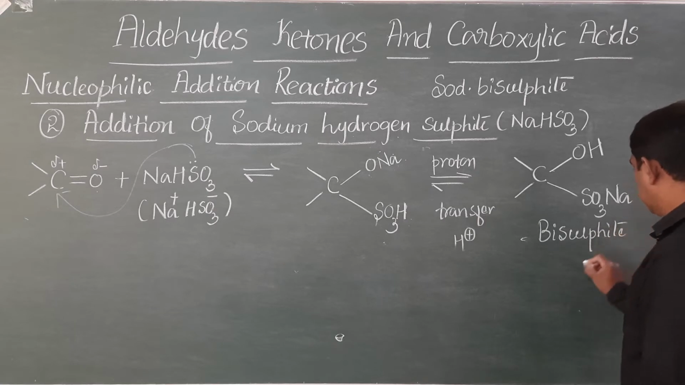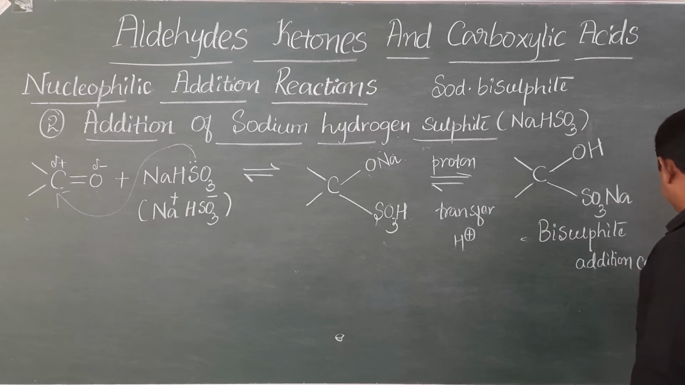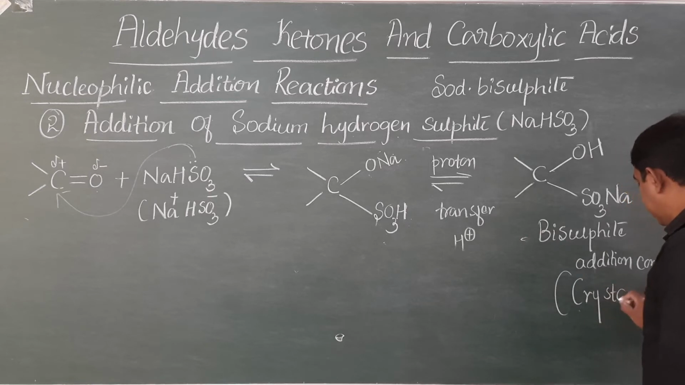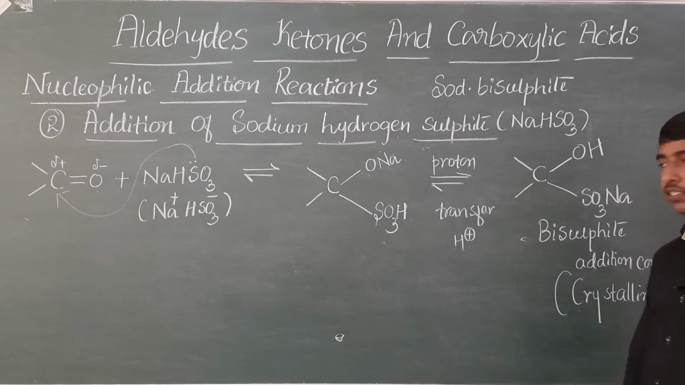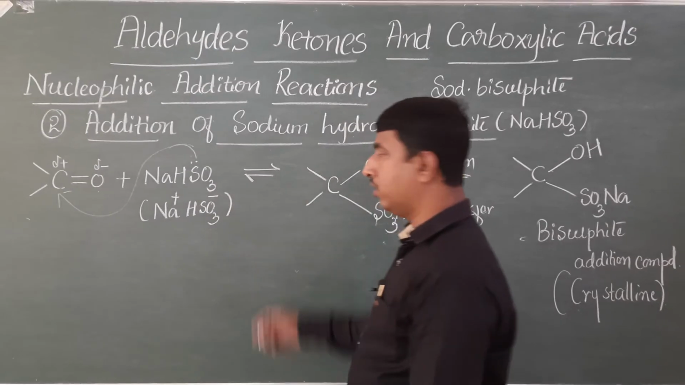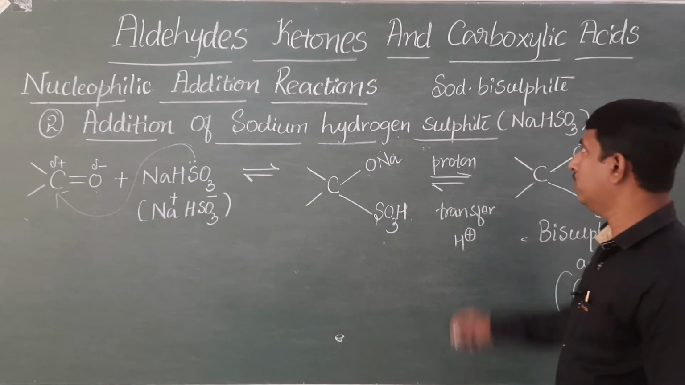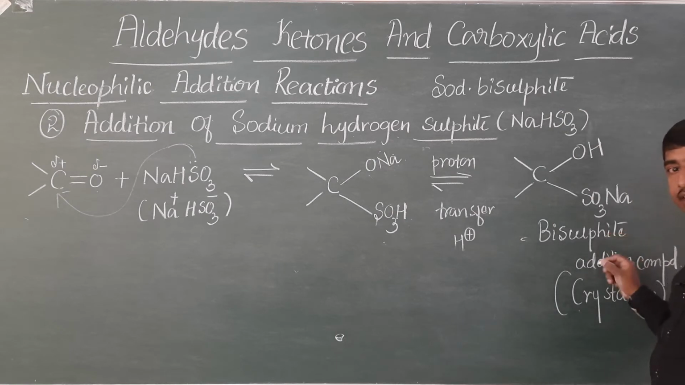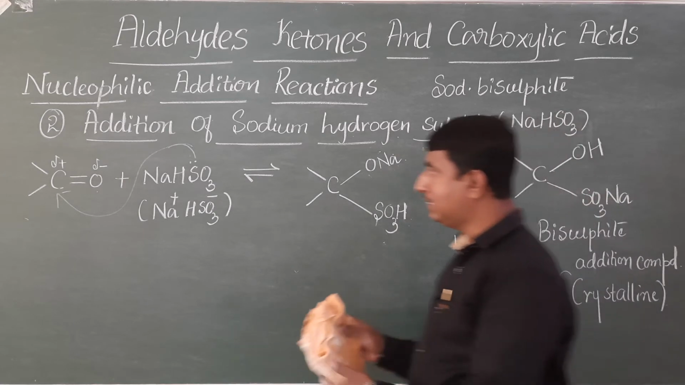So this is the bisulfite addition compound, and it is crystalline in nature. So aldehydes and ketones react with sodium hydrogen sulfite, or sodium bisulfite, forming the bisulfite addition compound, which is a crystalline compound.